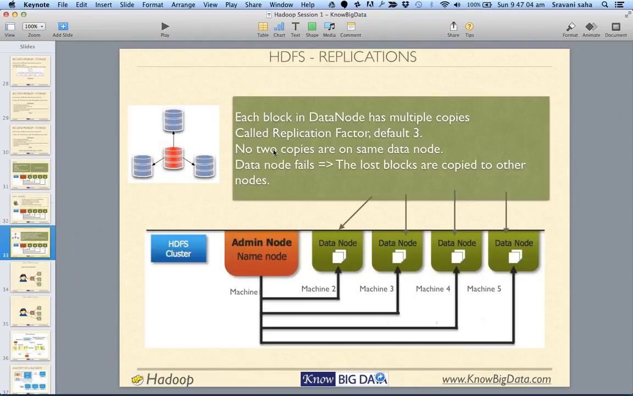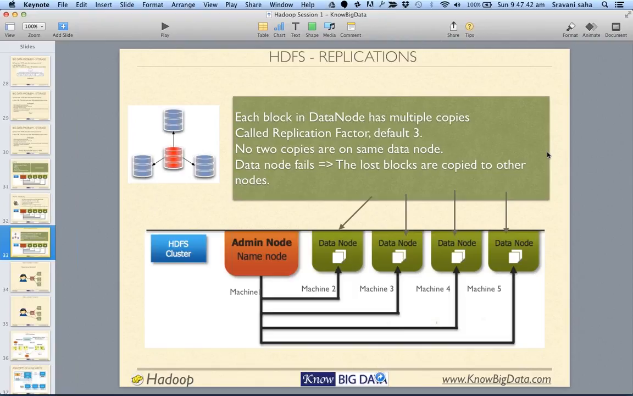All right. So now the next one is replication. Okay. Next point is replication. Each block which we are putting onto the data node gets replicated onto other machines. And this replication happens from one data node to another data node. I'll talk about it in a little while.